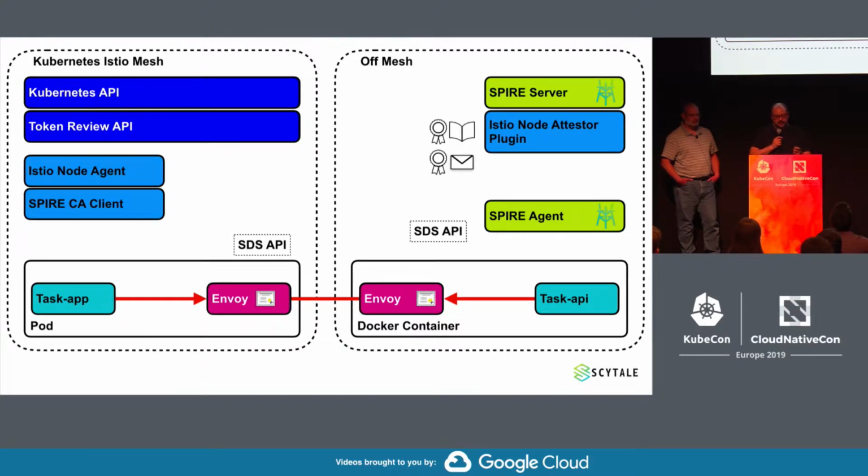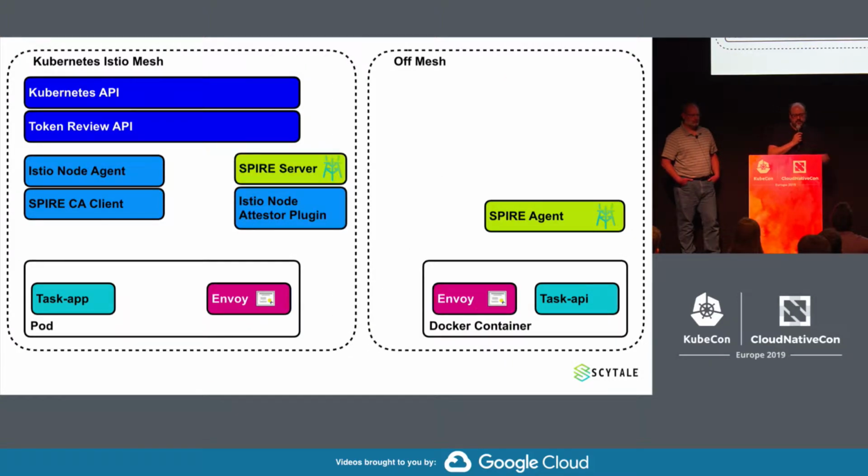And again, we ran this outside, but you could easily run the Spire server and all of that inside of the mesh, and just have a Spire agent outside of the mesh. This is all running as one trust domain, and again, this is an experimental implementation that we did, and hopefully it will be merged soon.